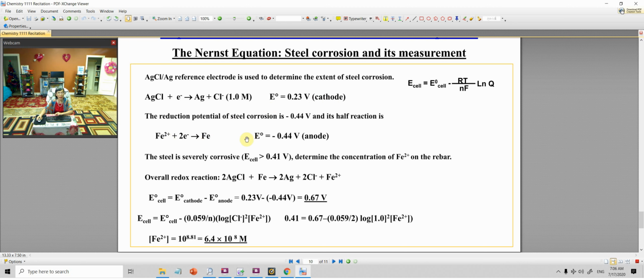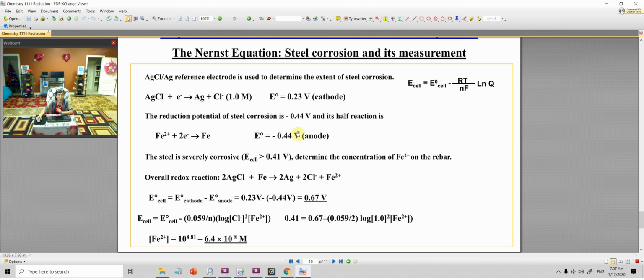On the other hand, you have another one which is a little bit more active: Fe2+ gains electrons and becomes Fe. This redox couple has a reduction potential of negative 0.44. Which one will be your cathode? The bigger one will be the cathode. The smaller one will be your anode.